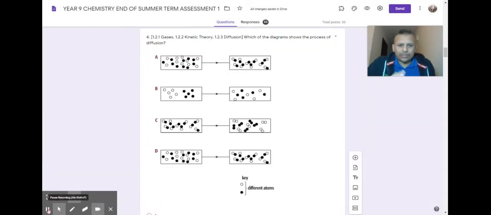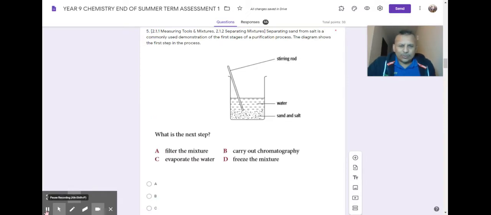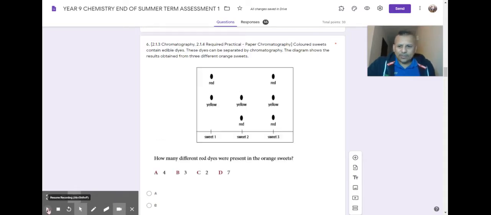Next question, diffusion is shown in B. All of the other ones produce a different product from what you actually start off with. Next question was an experiment that we did in class. The next step was to filter the mixture.